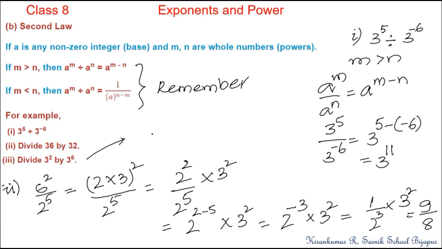To solve the third one, it is 1 upon 3 to the power of 6 minus 2. This will be 1 by 3 raised to the power 4.